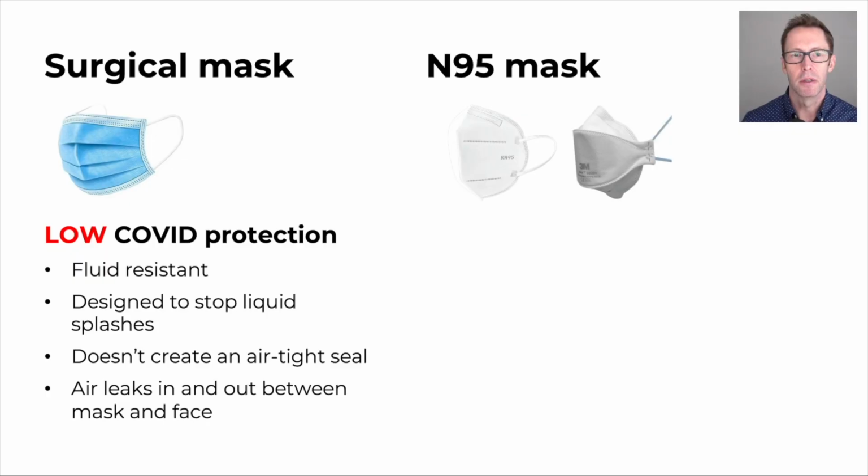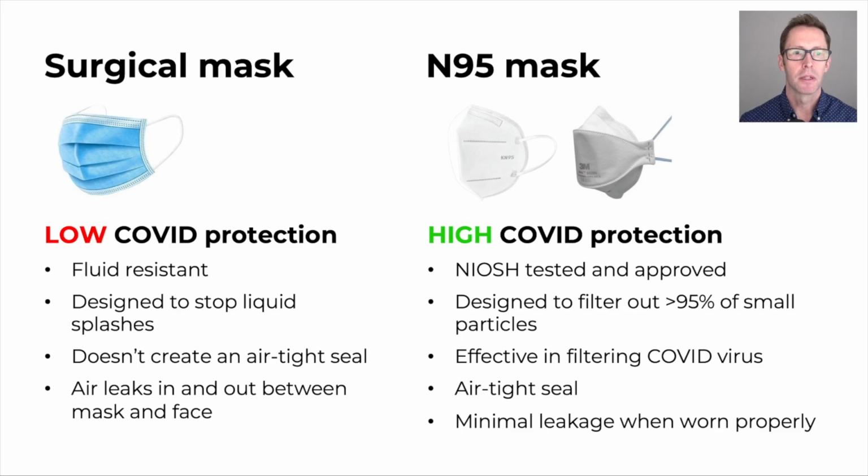N95 masks we know are considerably better. There's no such thing as a perfect mask, but they're called N95 because they filter out at least 95% of small particles. So N95 masks offer pretty high COVID protection. They were designed to filter aerosols, and we'll talk a bit more about how they do that. But importantly, a well-fitting N95 mask actually provides a fairly airtight seal between the mask and the face. And this means that there's very little leakage. And so almost all of the air that the person is inhaling and exhaling is filtered through this N95 filter material.